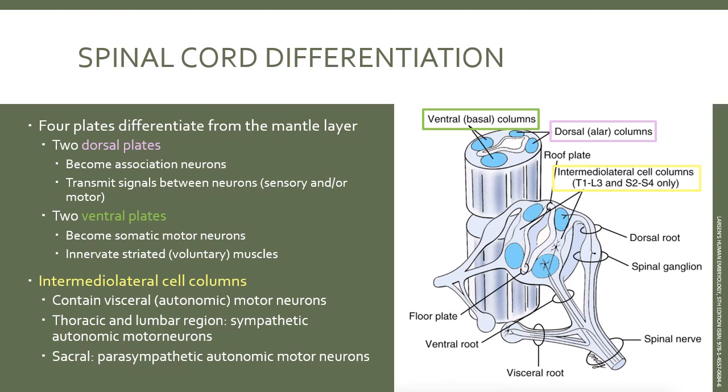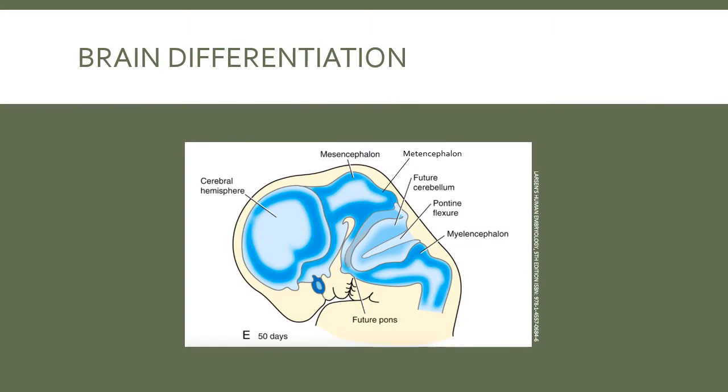Also, we see the intermediolateral cell columns, and those are shown in yellow here. They contain the visceral or the autonomic motor neurons. So these are the ones that you don't control on your own. In the thoracic and lumbar regions of the spinal cord, that'll be the sympathetic autonomic motor neurons, and in the sacral regions, it'll be the parasympathetic autonomic motor neurons. So from the spinal cord up to the brain.